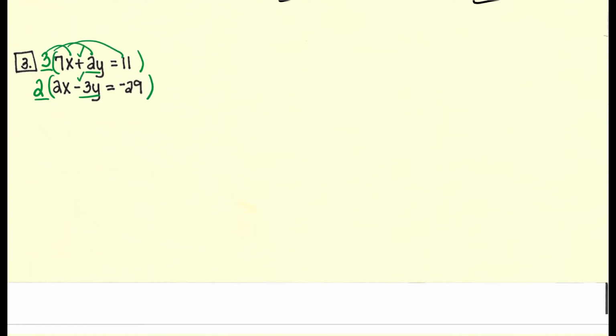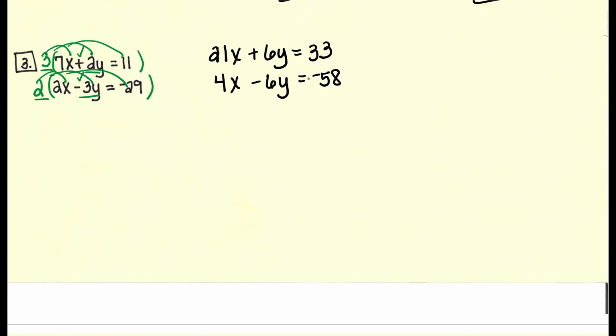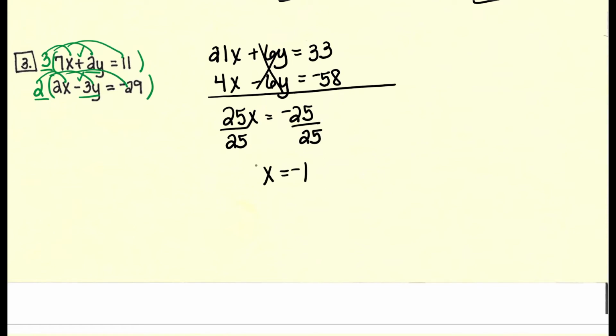So let's distribute through the top, and that gives me 21x plus 6y is equal to 33. In the bottom equation, we distribute here. That's going to be 4x minus 6y is equal to negative 58. Those y's eliminate like we wanted them to. That gives me 25x is equal to negative 25. Divide by 25, and we get x equals negative 1.